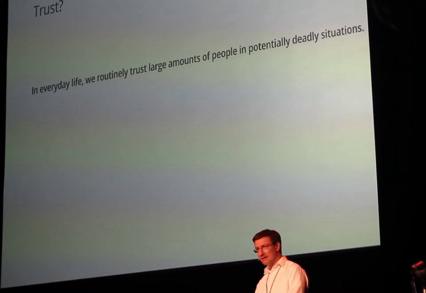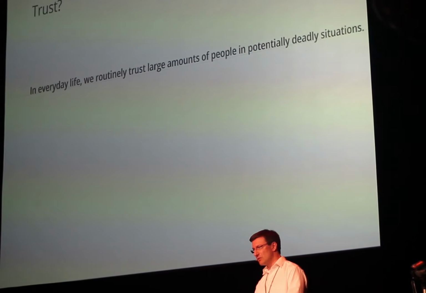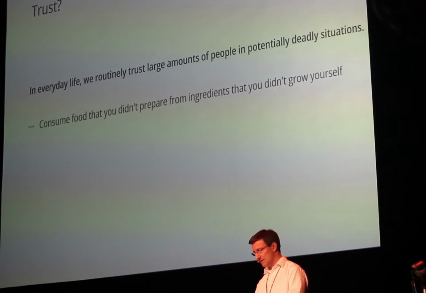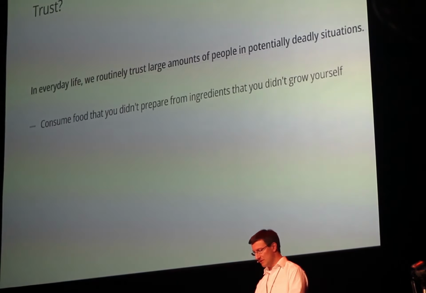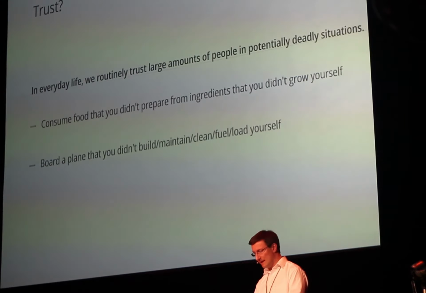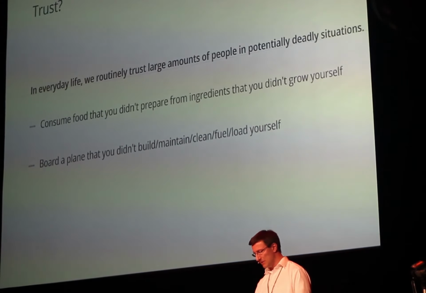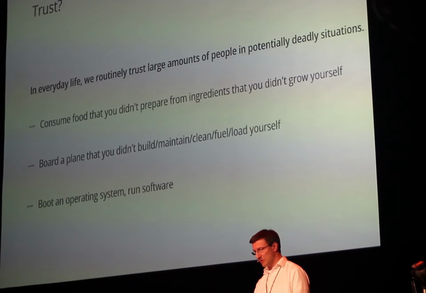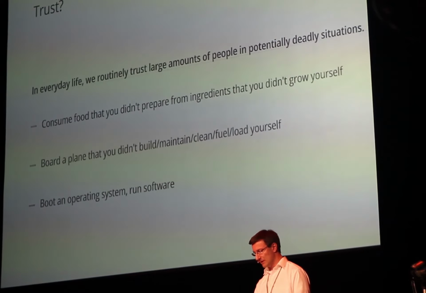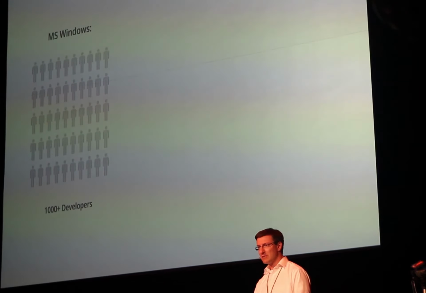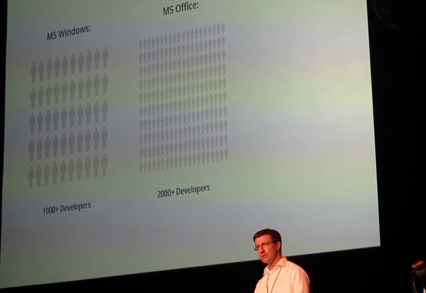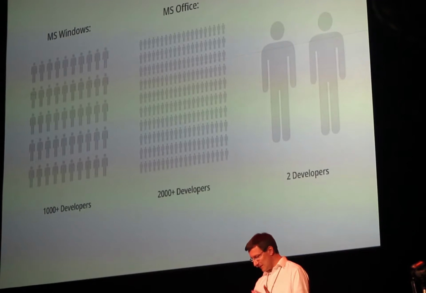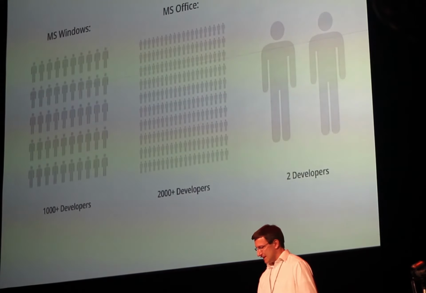And that's not such an unusual phenomenon, to rely on trust for important things. For example, when we eat, we trust quite a number of people. When we board a plane, again, we blindly trust people that we don't know. If we boot an operating system, or run any kind of non-trivial software, we trust a large number of people. So for example, there's more than 1,000 people working on Windows, there's more than 2,000 people working on Office, there's 2 people working on Mega. Or at least the original developers, now it's a bit more.